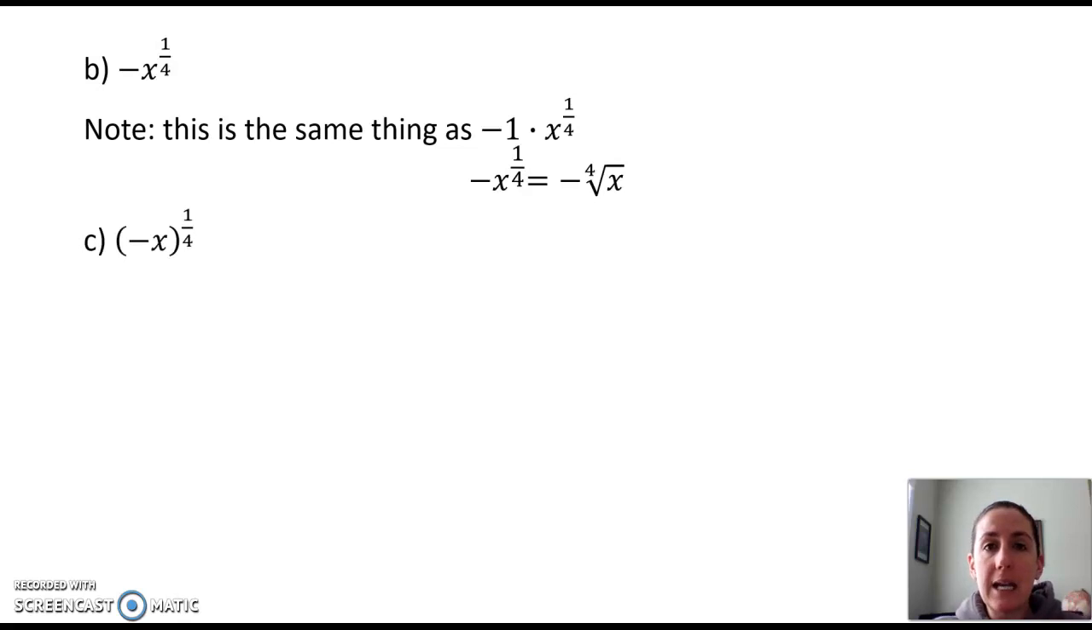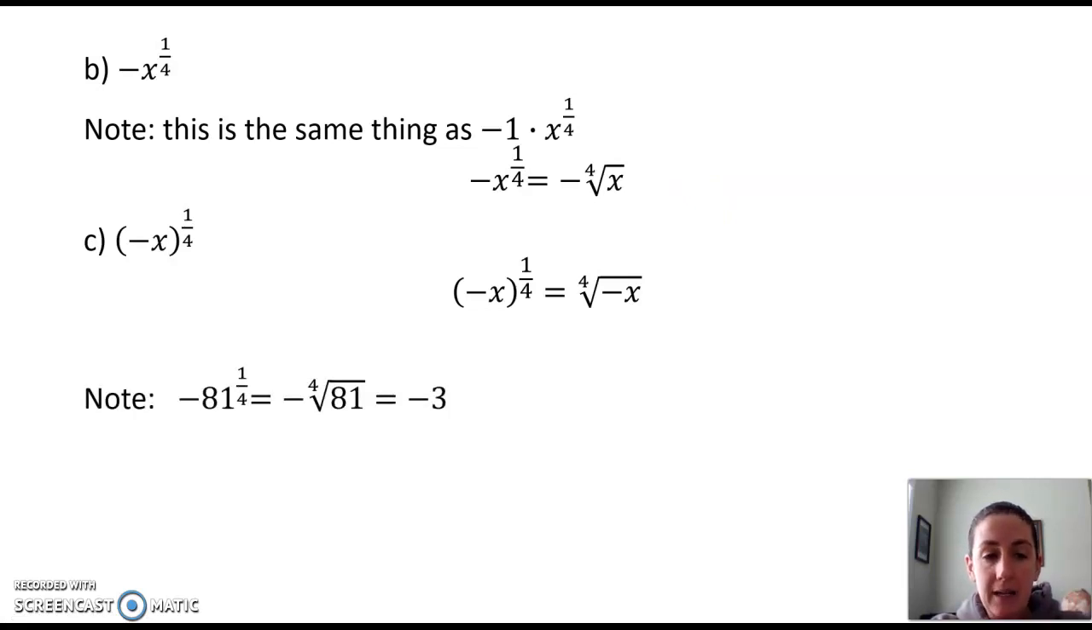Now if I had stuck that negative inside the parentheses, since parentheses come before exponents, that's telling me I want you to make the x negative first. I want you to multiply by the -1 first, and then raise it to the 1/4 power. And so if that's the case, then that's going to be the 4th root of negative x. See the difference, and I want you to pay very close attention to the difference between those two.